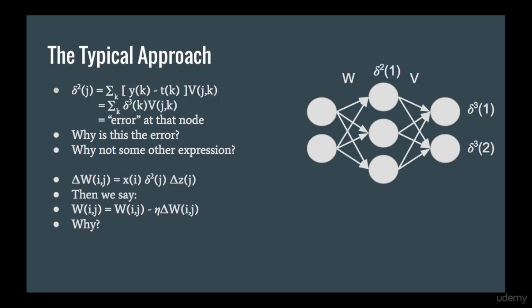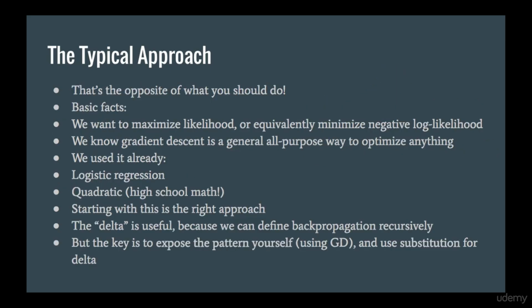Now the next part is the actual backpropagation part. We show that the error propagates backward by showing that the delta at the previous layer depends on the delta at the next layer. But again, why should this be? You can't just make things up because they sound nice. So the answer here is this is actually the opposite of what you should do when you're trying to understand backpropagation.